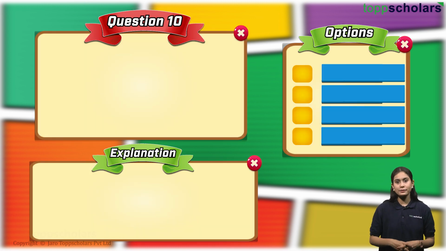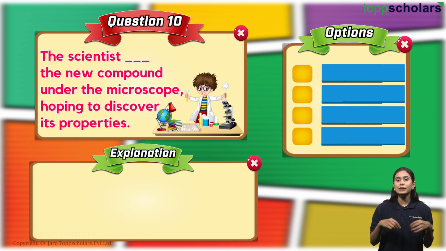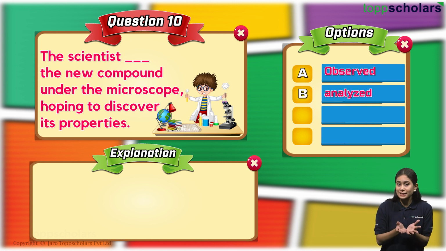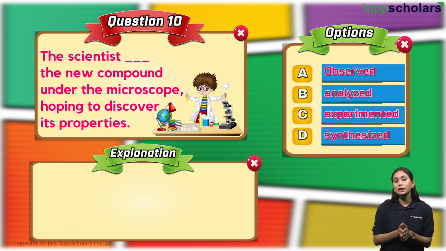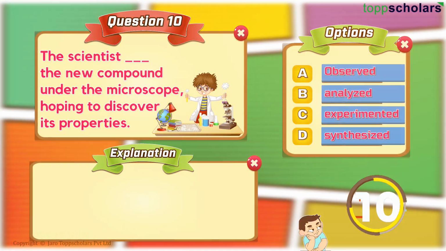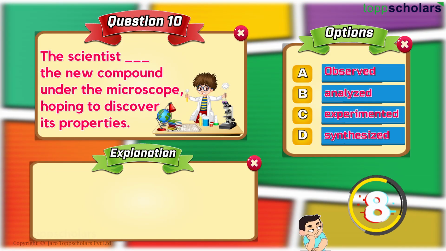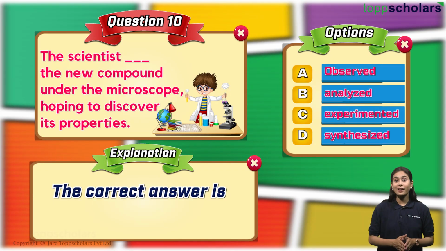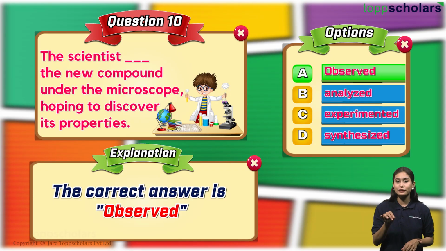And the last question, the scientist dashed the new compound under the microscope hoping to discover its properties. Option A, observed, B, analyzed, C, experimented, or D, synthesized. The correct answer is observed.